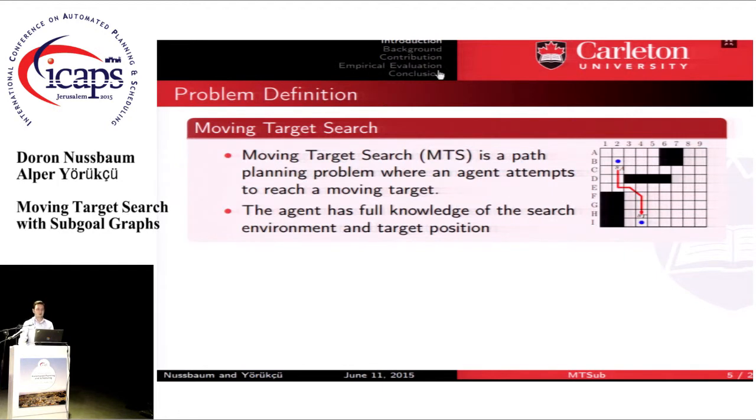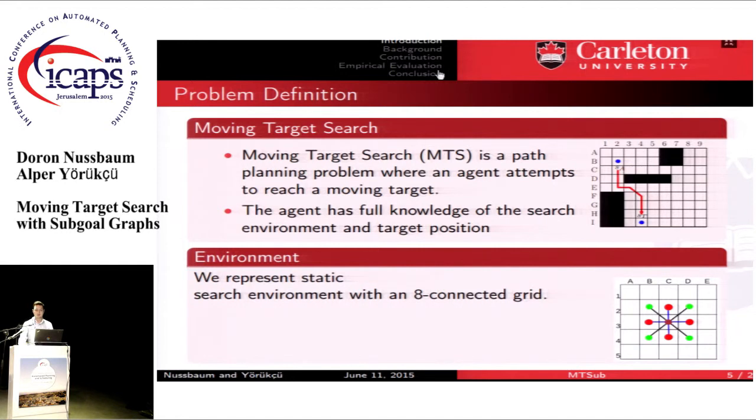And I will try to explain moving target search a bit deeper. It's a dynamic path planning problem where an agent tries to reach a moving target in a static search environment. The agent has full knowledge of the search environment and the target positions at all times. The real problem here is not locating or finding a path towards the target, but doing that in real time. And we are representing the environment with a connected grid.